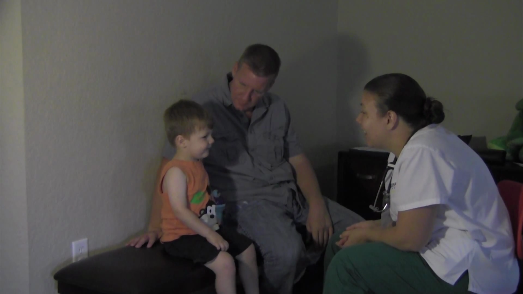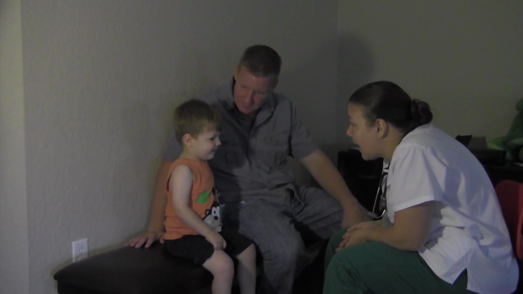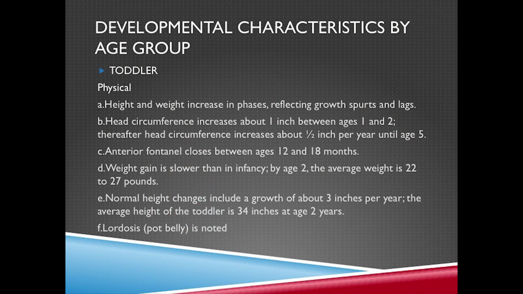Their head circumference should increase about an inch between ages 1 and 2. Their weight gain is slower than it was in infancy, so it slows down the older that they get. By age 2, their average weight is 22 to 27 pounds, and their height changes will include growth of about 3 inches per year.